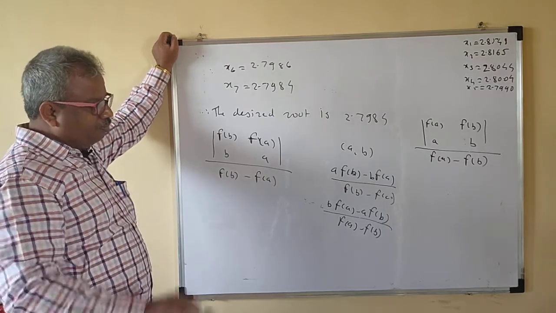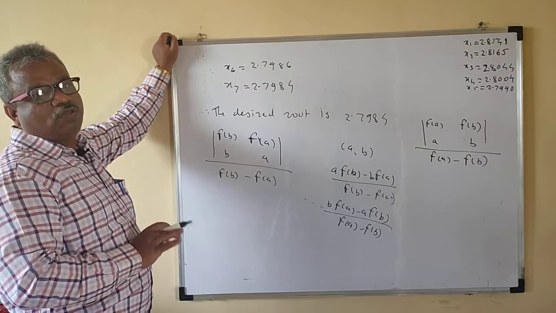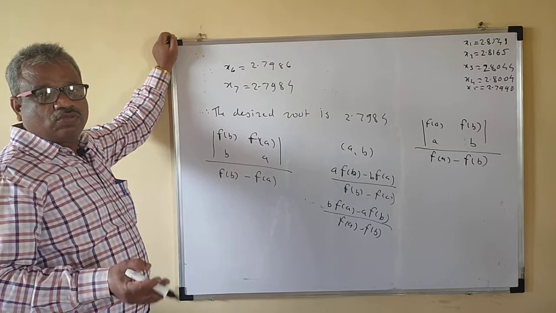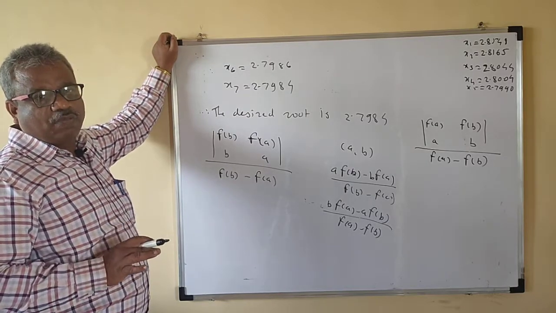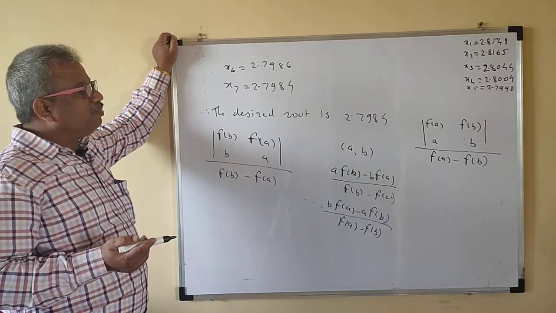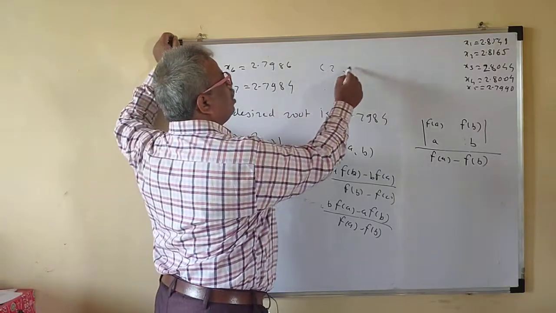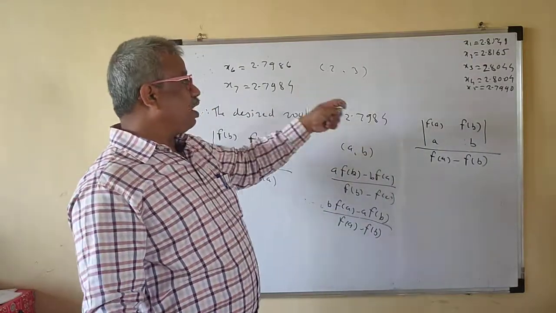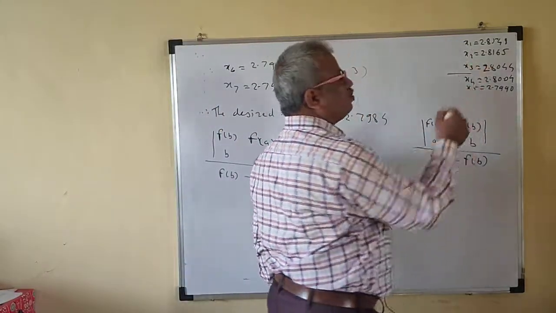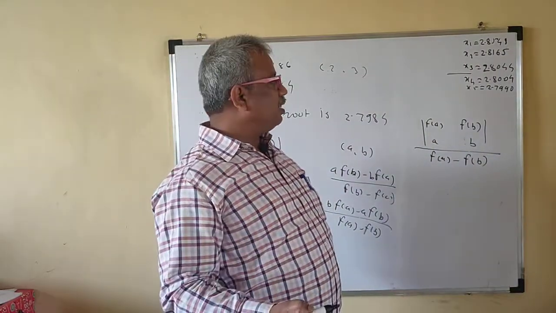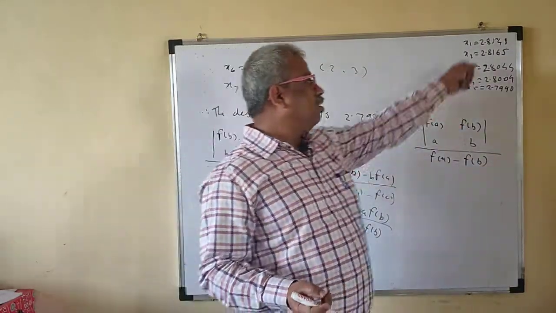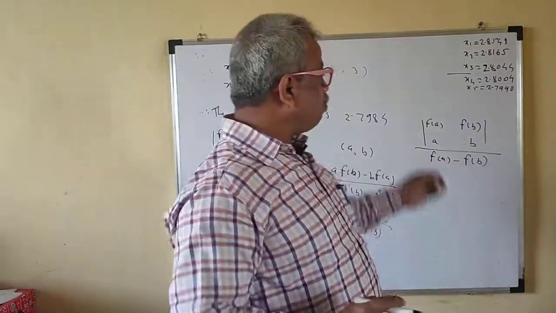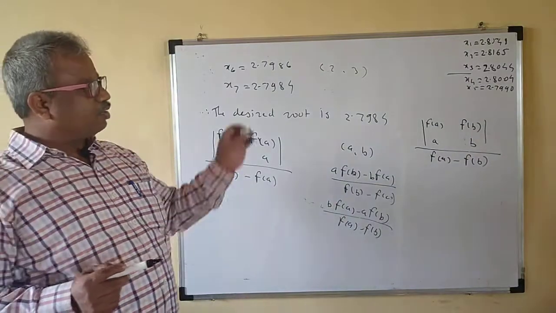So you should solve problems so that you understand the method. How many iterations you have to do depends on the problem. If the root lies between 2 and 3 and the problem says do 3 iterations, these are the 3 iterations: x1, x2, x3. Do the 3 iterations. If the problem says do 4 iterations, it means x1, x2, x3, x4. These are the 4 iterations. So you have to find the value of x4 and stop there.